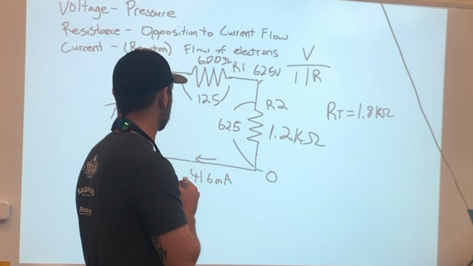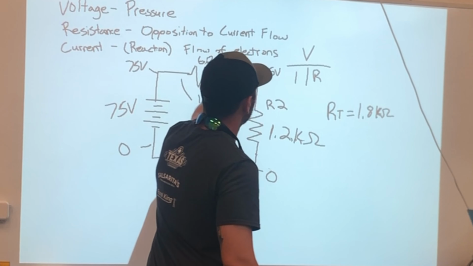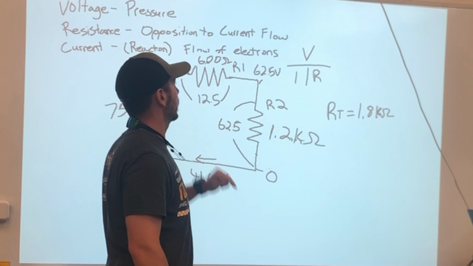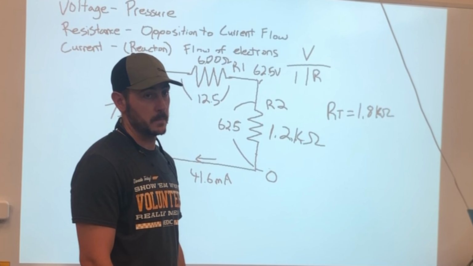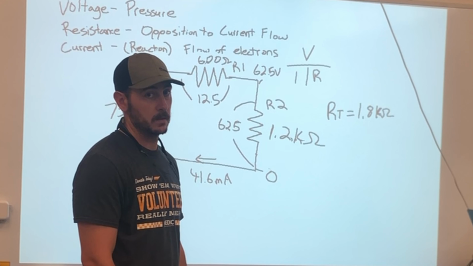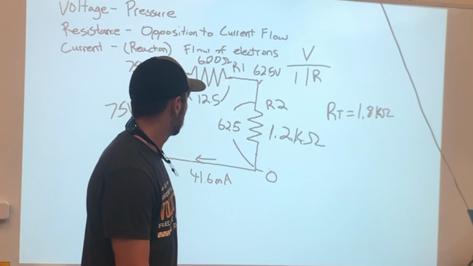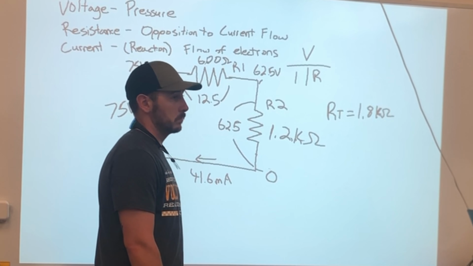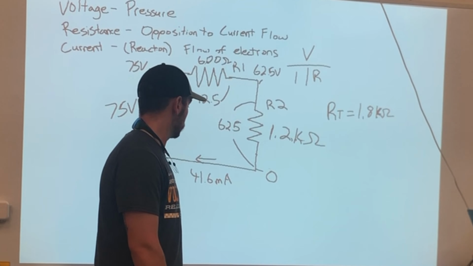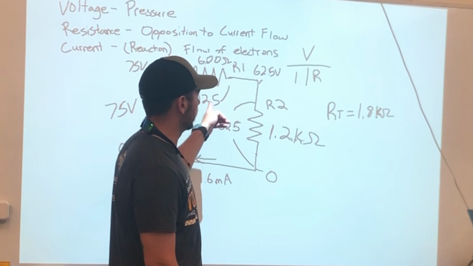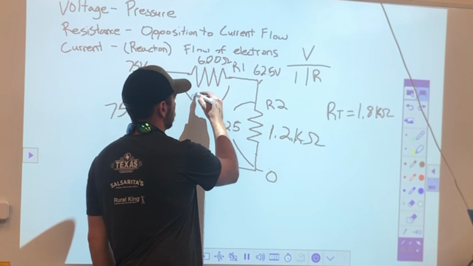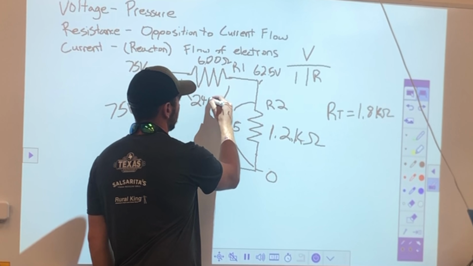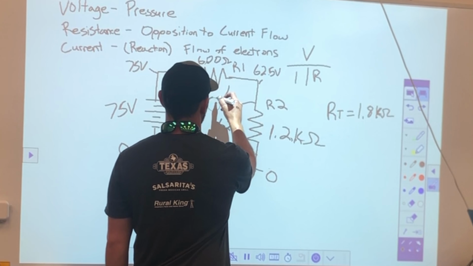Well, we've done something wrong somewhere then. Let's check this one again. 0.0416 times 600. When we do both resistors divided by voltage, I get 24. 0.0416 times 600 was 24.96. Okay, so here's our issue. The voltage drop of this one is wrong. 24.96. So we'll just say 25.